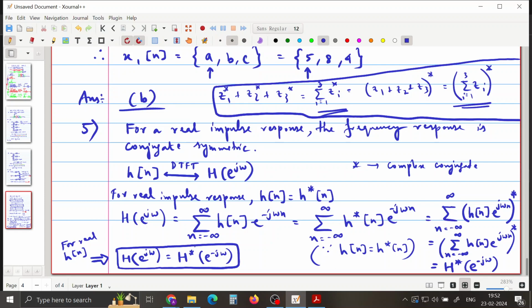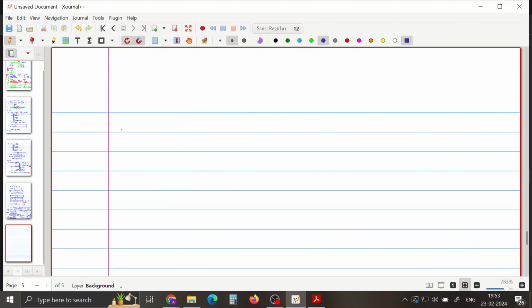Okay, right? So that's why we are able to claim that it will be conjugate symmetric in the frequency response. And we just saw that option C is the one in which the conjugate symmetry property is not satisfied. That's why we are able to claim that the corresponding impulse response is not real, not purely real, right? Okay, good. So now moving on to the next one, which is the sixth one.